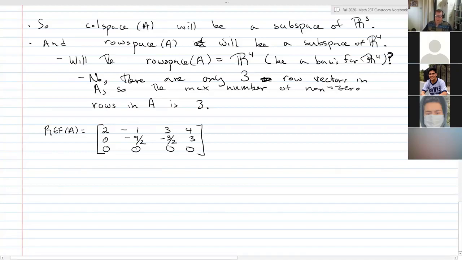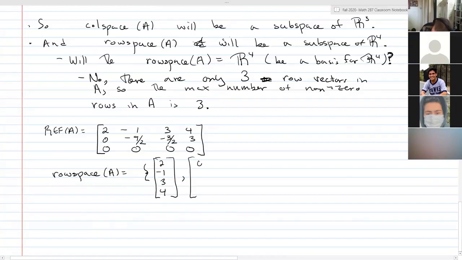So if I wanted to create, for example, let's do the row space of A, that's the set of non-zero rows in REF of A. So it'll end up being (2, -1, 3, 4) comma (0, -9/2, -3/2, 3). Notice that we've got those two. Those are the 2 non-zero row vectors of REF of A.